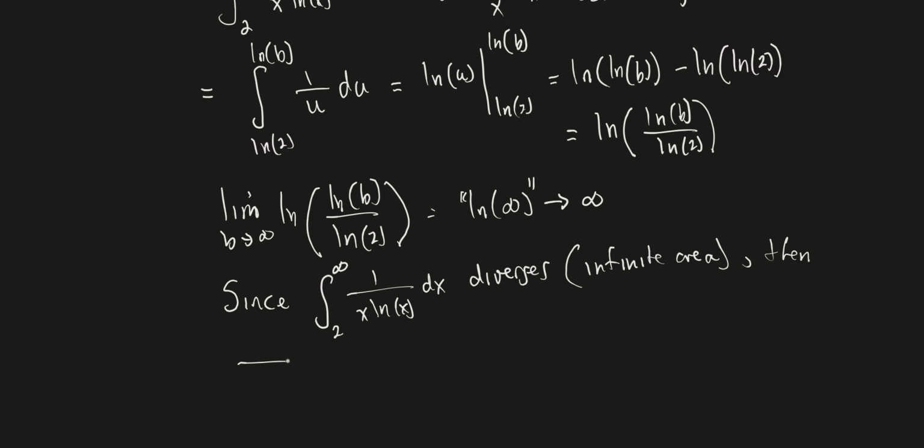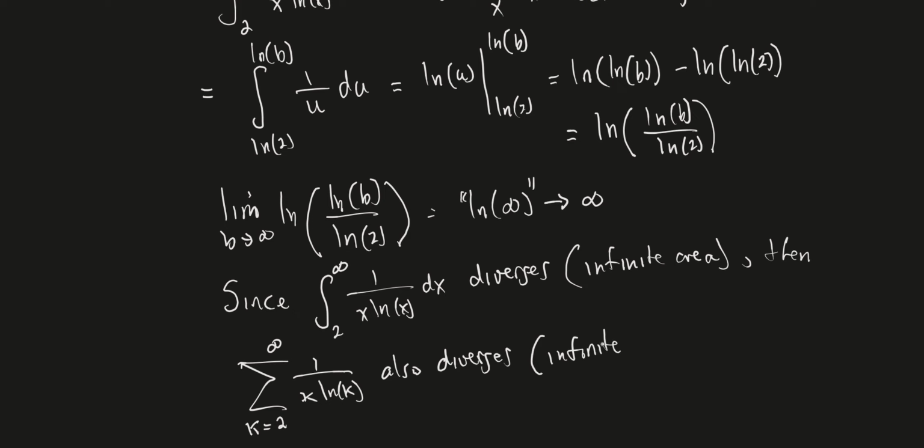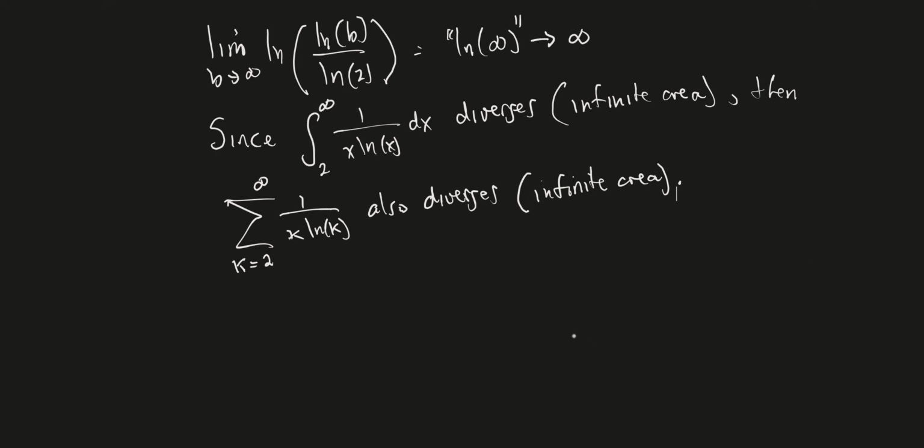So then the sum k going from 2 to infinity of 1 over k natural log of k also diverges. And that means there is now an infinite area under those rectangles as well. So again, infinite area, right? So that one diverges.